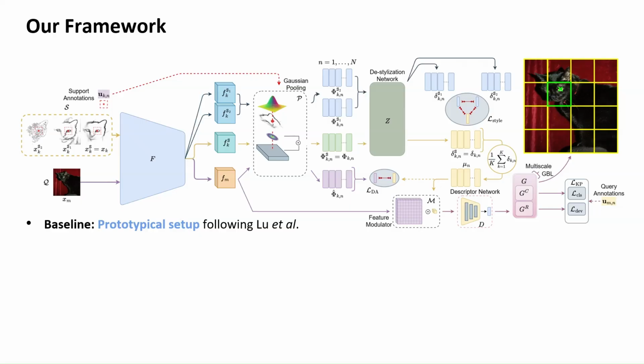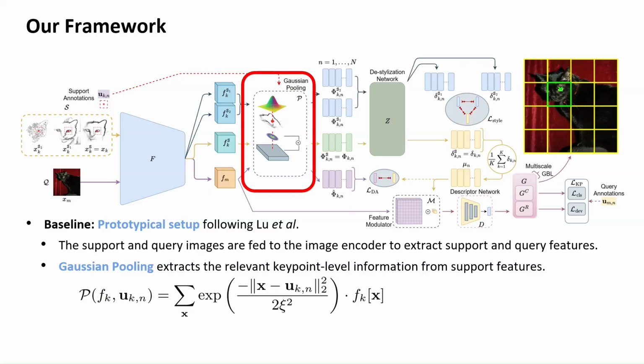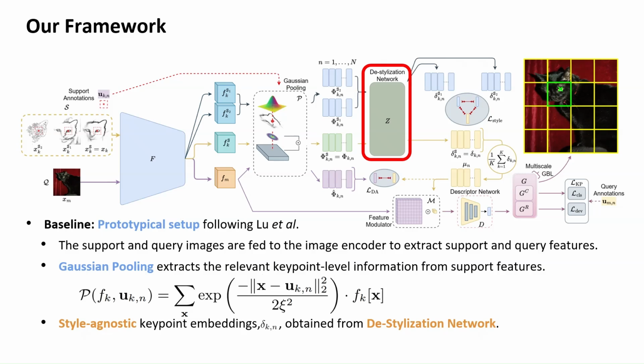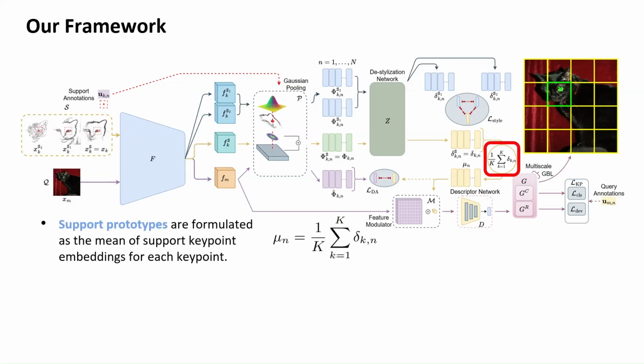Our framework closely follows the prototypical setup introduced by Liu et al. First, the support sketch and the query photo are passed through the image encoder. Next, we use Gaussian pooling on the support feature map separately for each key point. A two-dimensional Gaussian distribution centered at the key point location is multiplied element-wise on the support feature map, and then the entire feature map is aggregated to obtain the corresponding key point embedding. The key point embeddings are then destylized by passing through the destylization network.